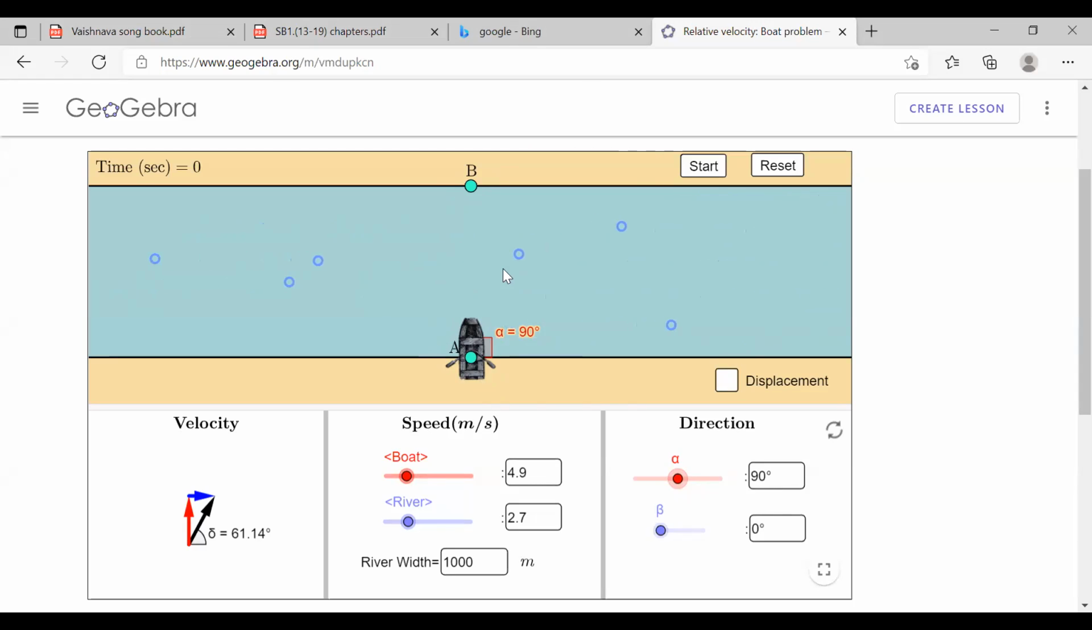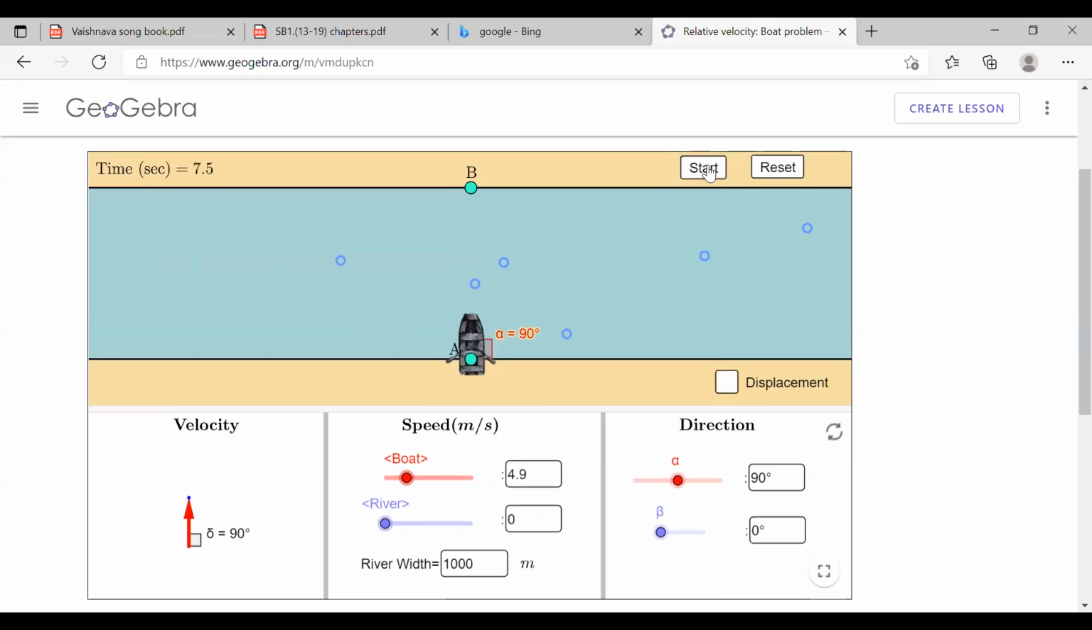So now let us verify when the river is still, and when the river is having velocity, let us verify both, because we have the option of keeping it zero. Now the river is not moving, the river is not flowing. So let us start. We have reached. How much time? 204 seconds.